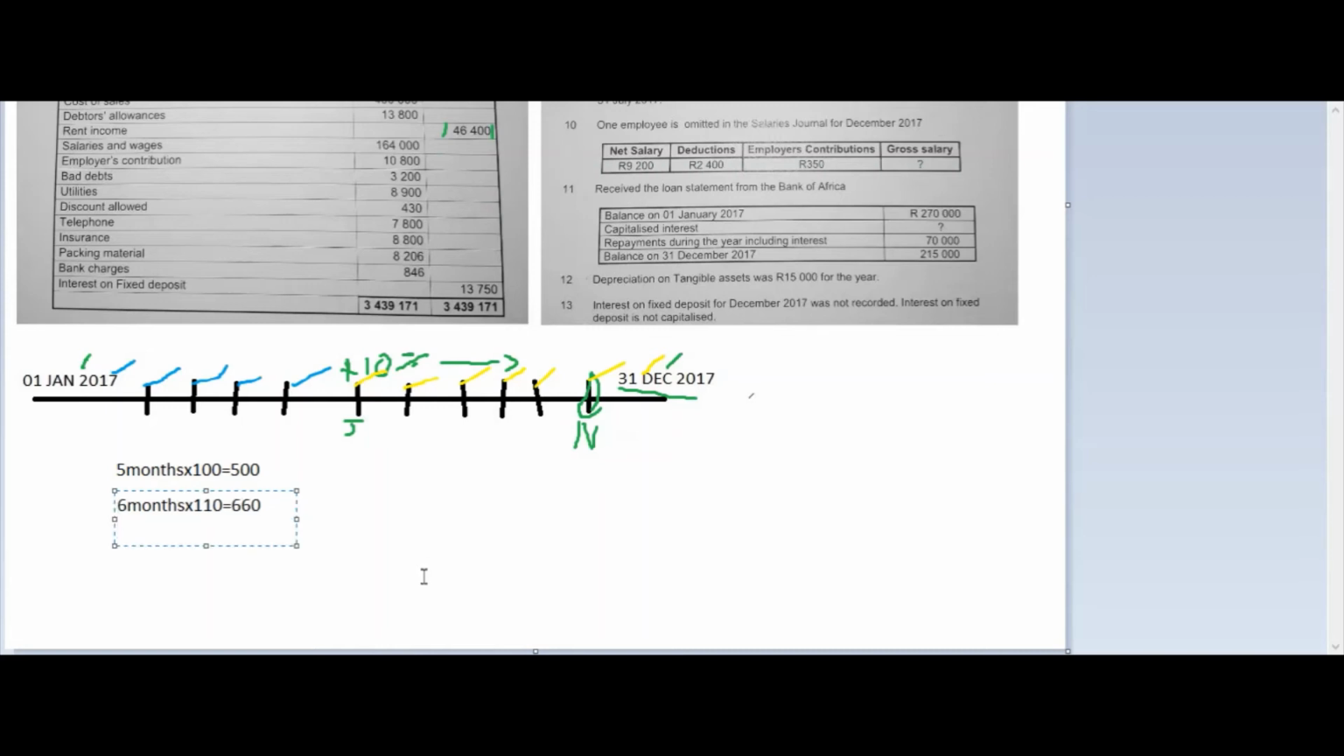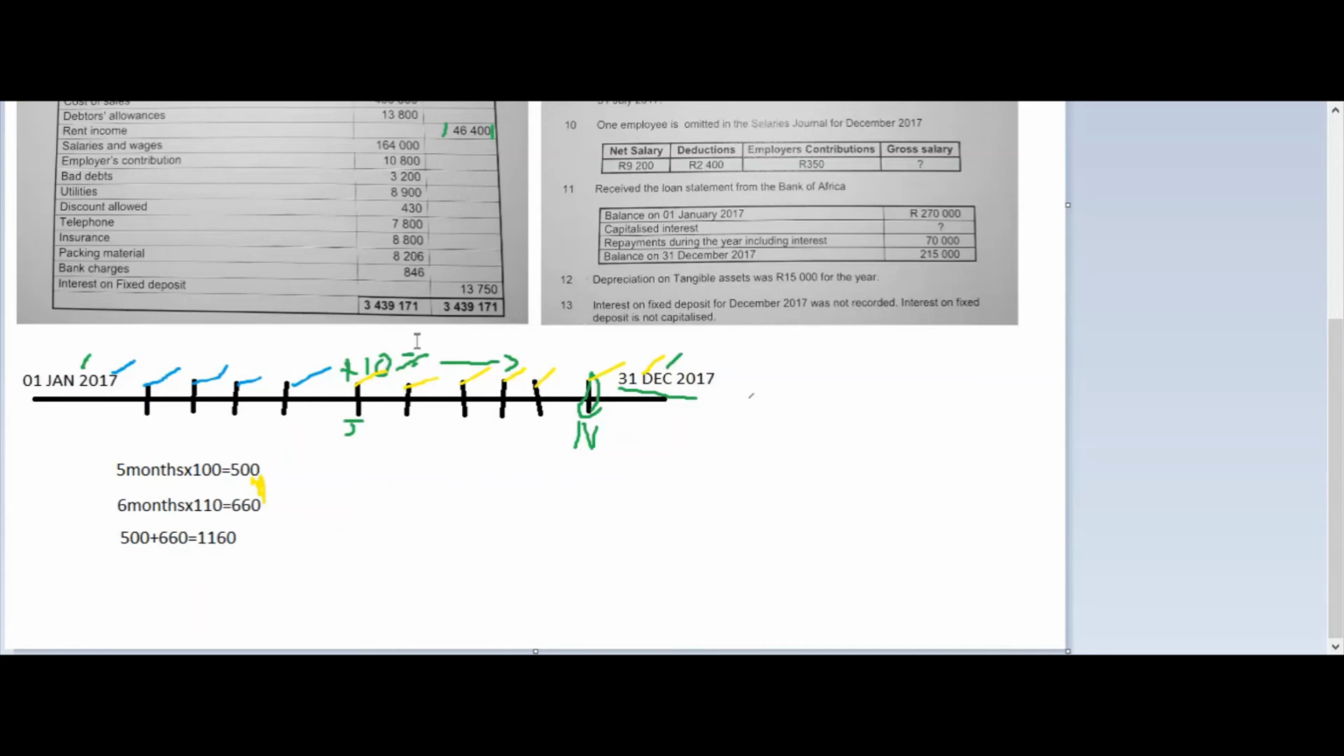The next stage is simply adding these two amounts over here. When I add these two amounts, 500 plus 660, it will give me 1160. Right, I have my total percentage-wise of my rent income for the financial year.